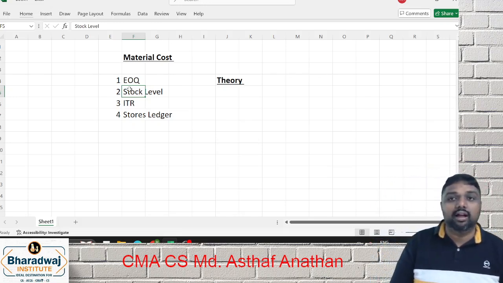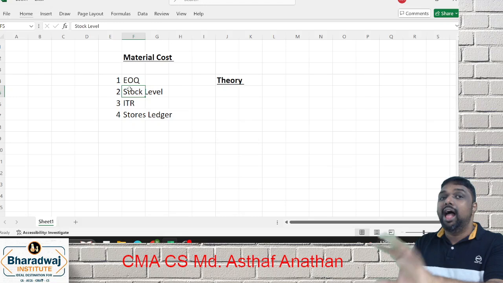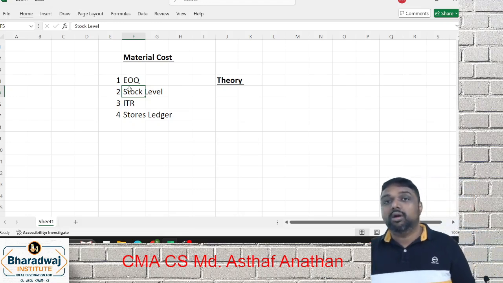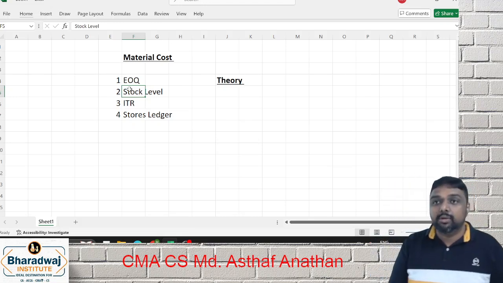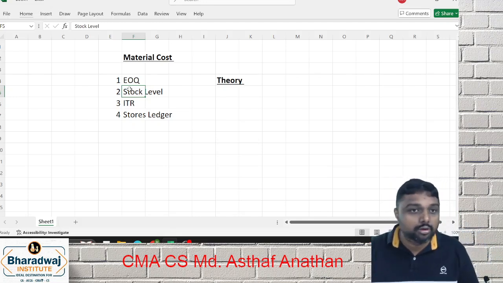Next one is called the minimum stock level. Minimum stock level is nothing but your reorder level minus average consumption into average reorder period. The next one is what? Average stock level: maximum plus minimum by 2. Are you able to understand?